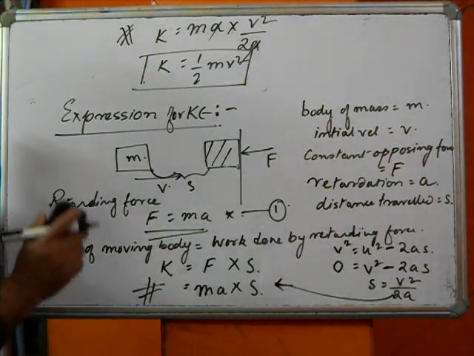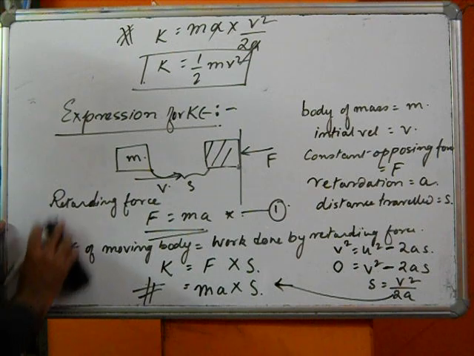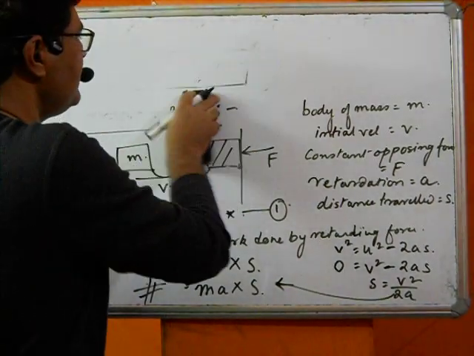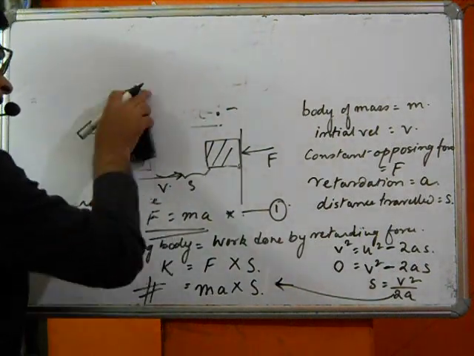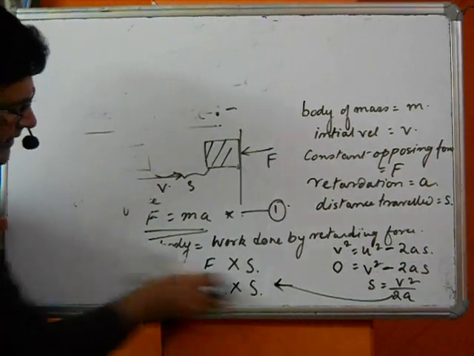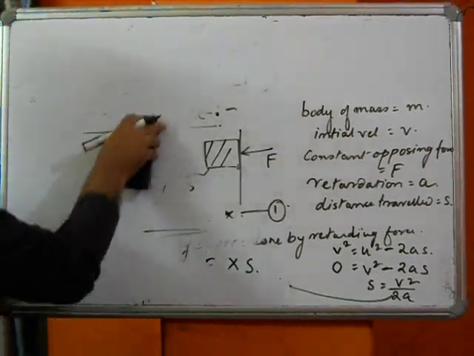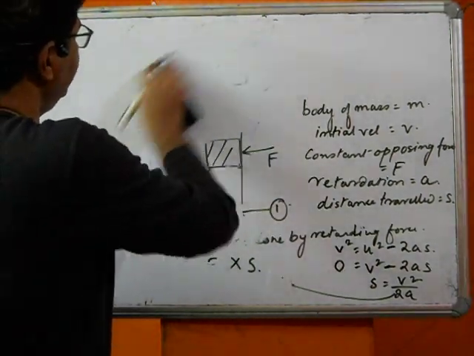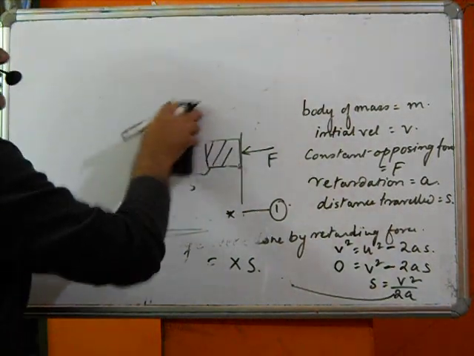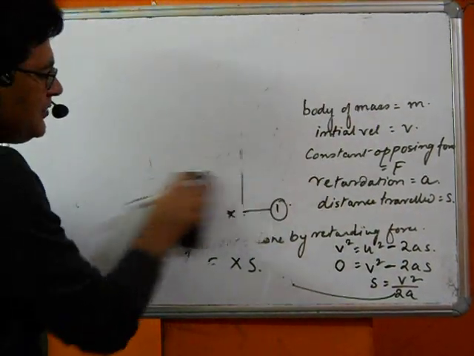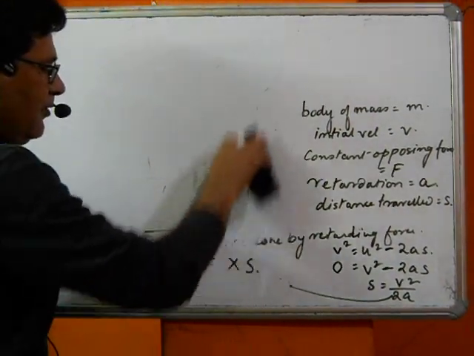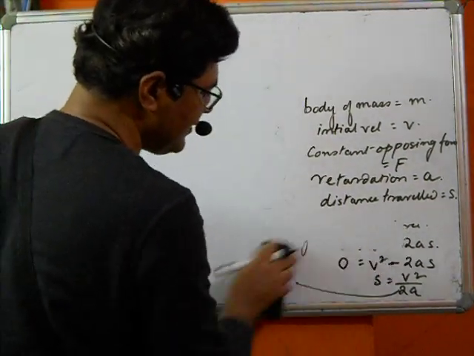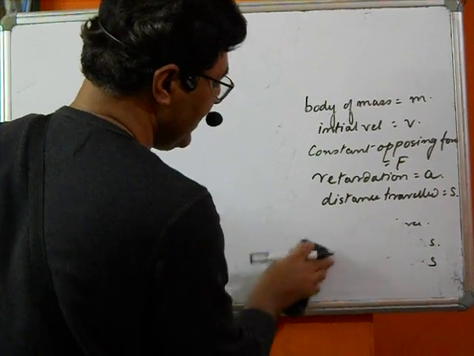Now, I hope you practice it at home. Now, let us find out the relationship between kinetic energy of an object and momentum. I hope you remember what is momentum. Momentum is a product of mass into velocity. P equals m into v. I hope you remember it.